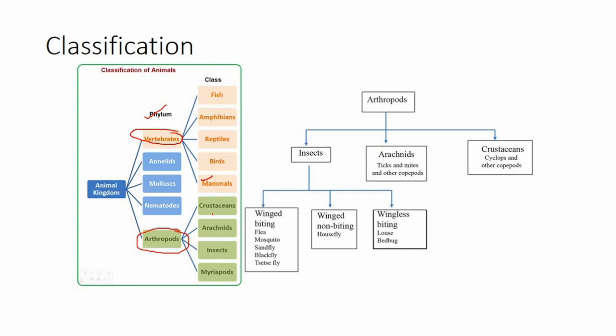In that, again, the classes Crustacea, Arachnids and Insects are there. Medical entomology is the study of arthropods of medical importance. So these are all the list of arthropods of medical importance. These arthropods are the vectors of the disease. Mark my words, vectors for the disease, not the causative agent.